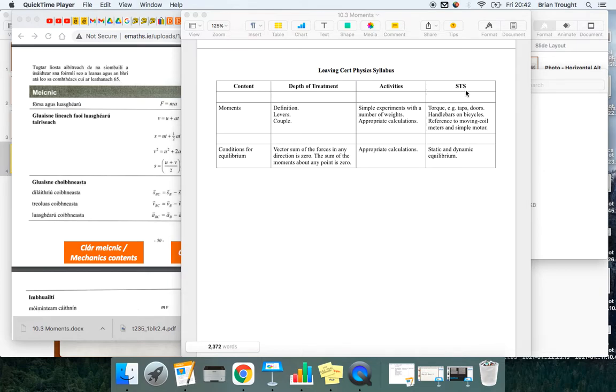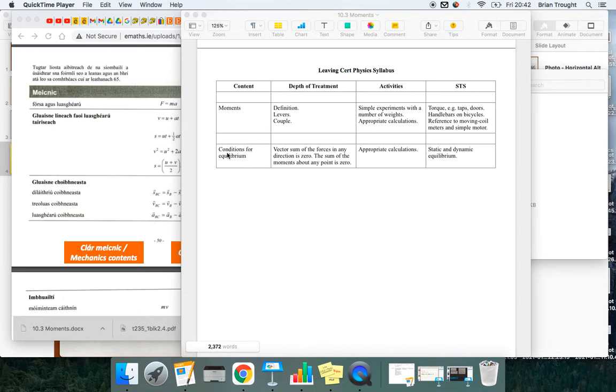The Science, Technology and Society section, the application of these principles, makes up about 10% of the Leaving Cert course. Torque on taps and doors, handlebars on bicycles, and reference to moving coil meters, so galvanometers, ammeters, voltmeters, and simple motors. We'll do these in time, but I'm focusing on these two to start with.